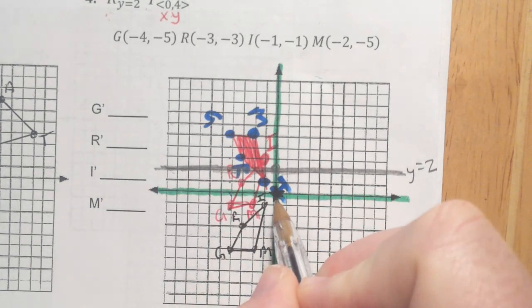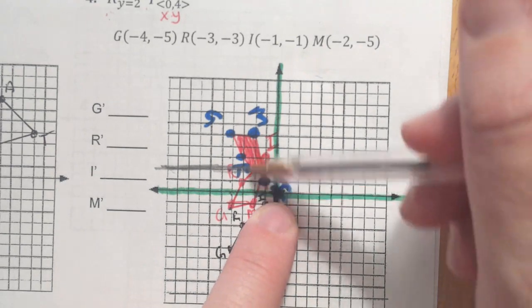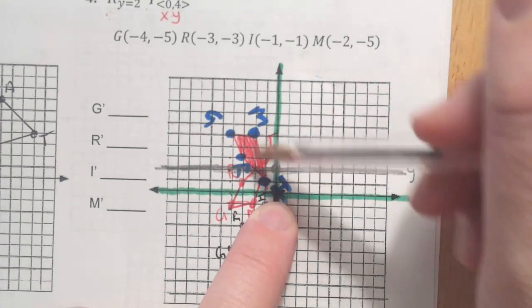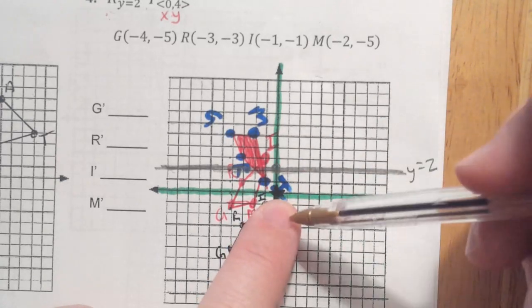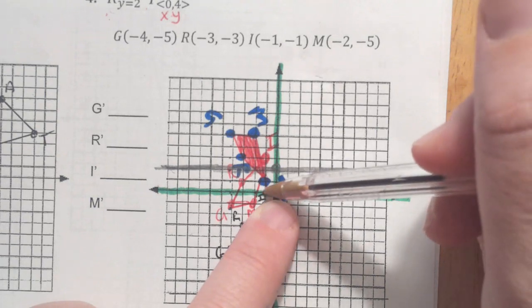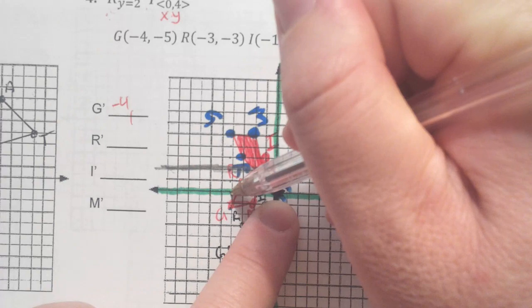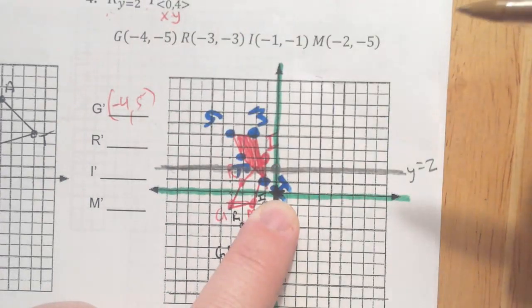Okay, so focus on the green axis line. I'm going to put my finger right there in the center, and I'm going to keep coming back home to that one spot. So keep my finger here. Let's write down the coordinates. G is negative 1, 2, 3, 4. So that's negative 4, comma, and I went up 1, 2, 3, 4, 5. So that's negative 4, 5.